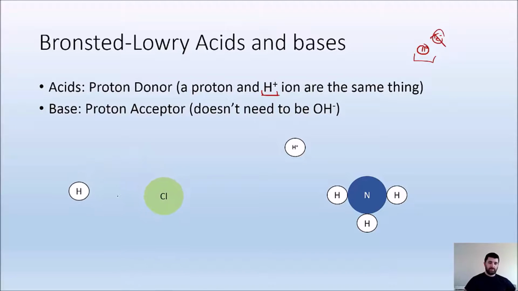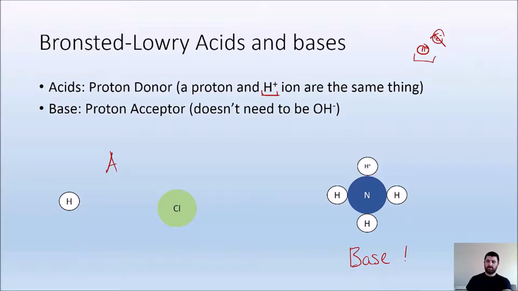So here we go again. This is still doing the same thing, giving off a proton, which makes it the acid. But now this is going to accept this hydrogen, which is going to make it our base. So NH3 is our base because it accepts a proton.